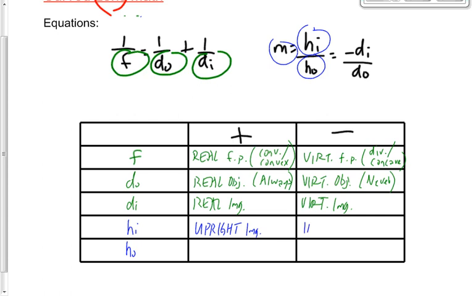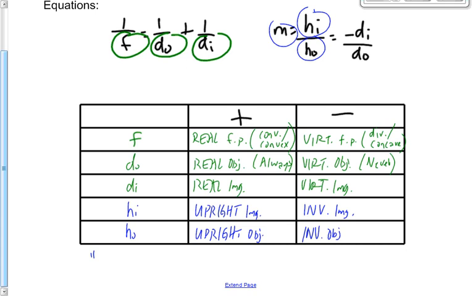If you have an inverted image, then we're going to say HI is negative. HO is going to be positive if the object is upright, which is 95% of the time. And it's going to be negative if you have an inverted object, which isn't very common but could happen.